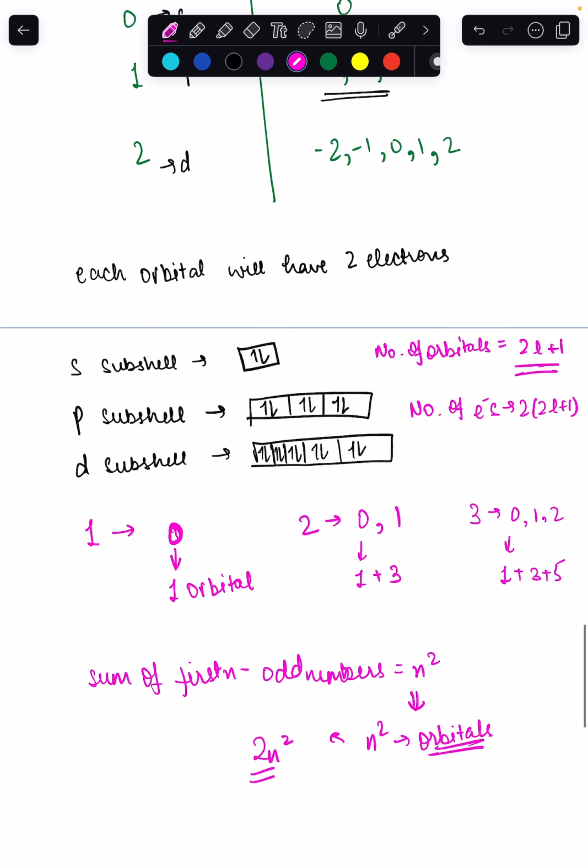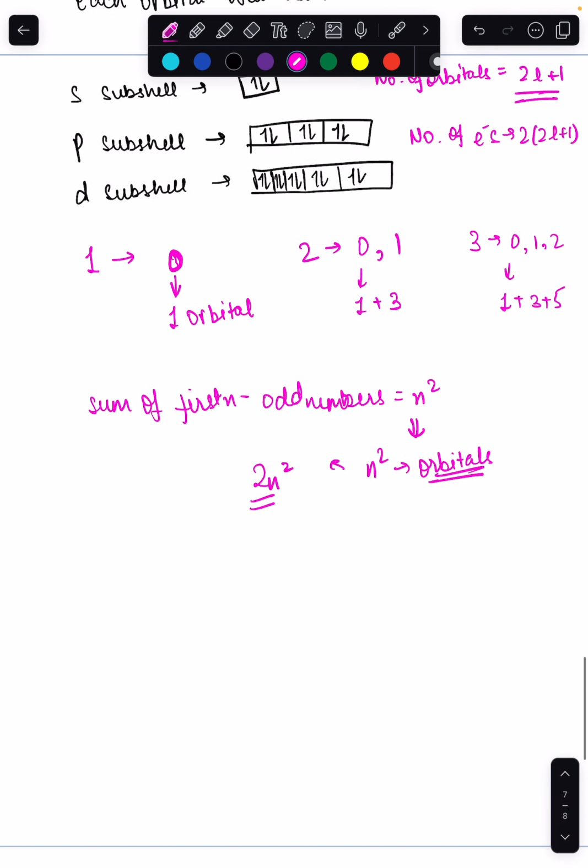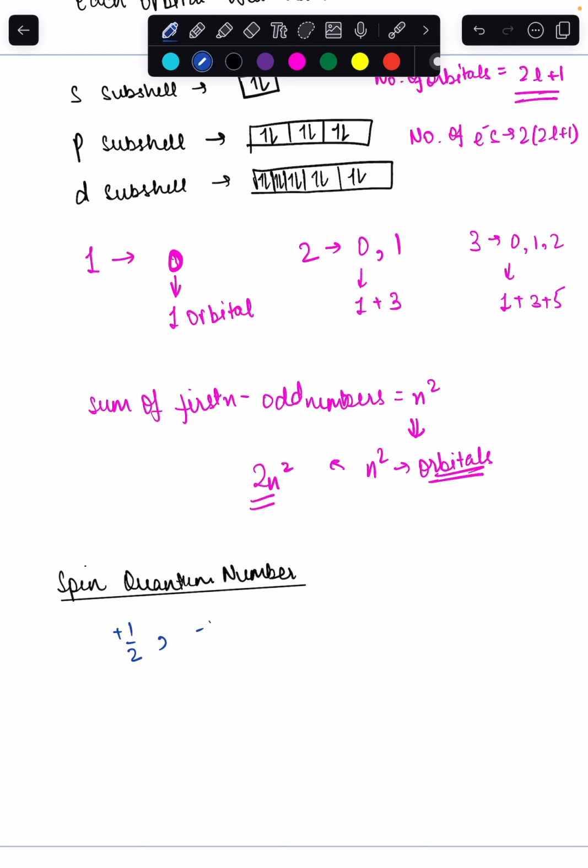Now the next topic we are going to move towards, that I want to clarify once. Before I wanted to tell you about the shape of the orbitals, but I think first we should cover the spin quantum number. The spin quantum number is of two types, plus half and minus half, right? One is the clockwise spin and one is the anti-clockwise spin.